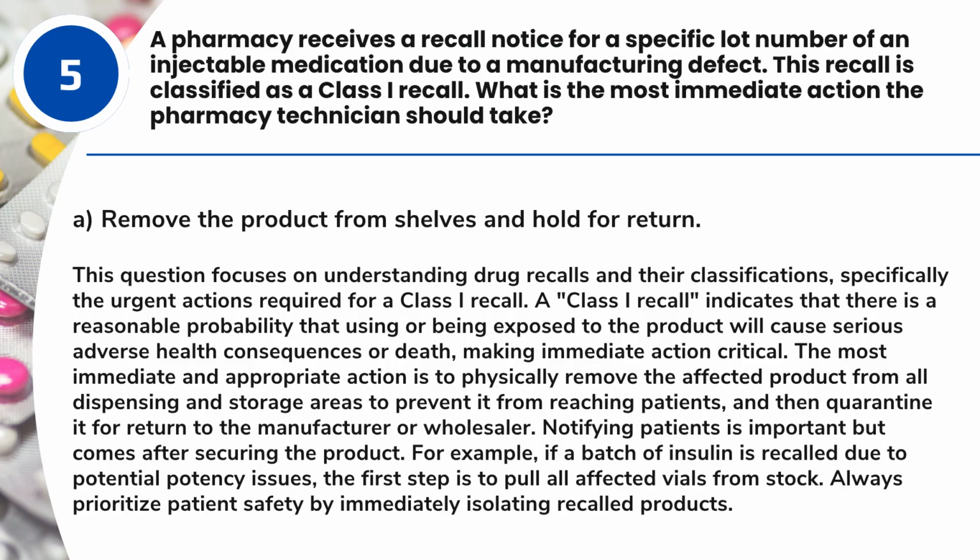The most immediate and appropriate action is to physically remove the affected product from all dispensing and storage areas to prevent it from reaching patients, and then quarantine it for return to the manufacturer or wholesaler. Notifying patients is important but comes after securing the product. For example, if a batch of insulin is recalled due to potential potency issues, the first step is to pull all affected vials from stock. Always prioritize patient safety by immediately isolating recalled products.